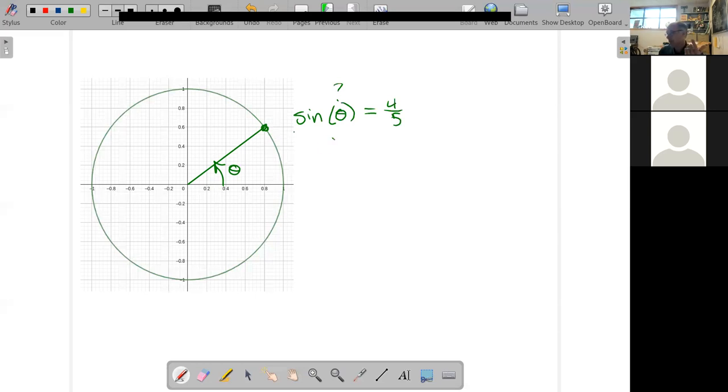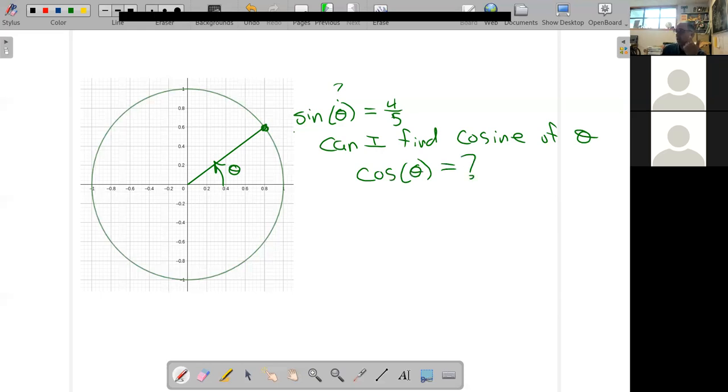Question, can I find the cosine of theta? So cosine of theta equals what? Well, it turns out I can for a couple of reasons. One, I know this is a unit circle. So I know that this length right there is 1.